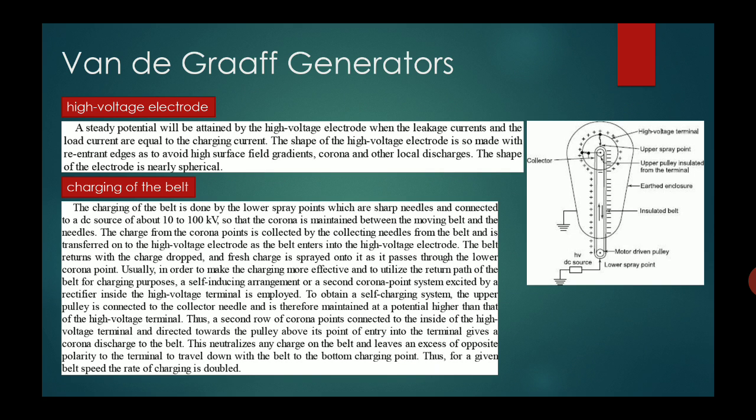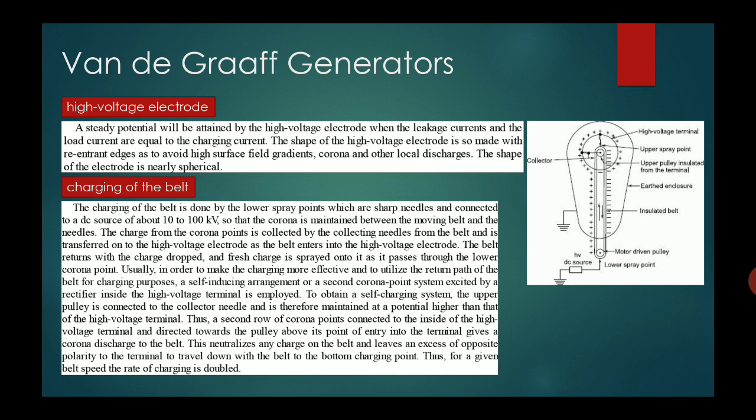Now we will talk about the high voltage electrode in the Van de Graaff generator. A steady potential will be attained by the high voltage electrode when the leakage current and the load current are equal to the charging current. So when the charging current is equal to the leakage current and the load current, we have a steady potential, or EMF.